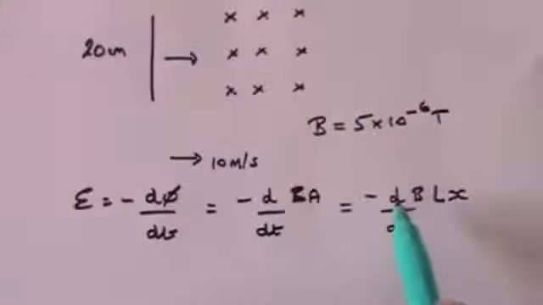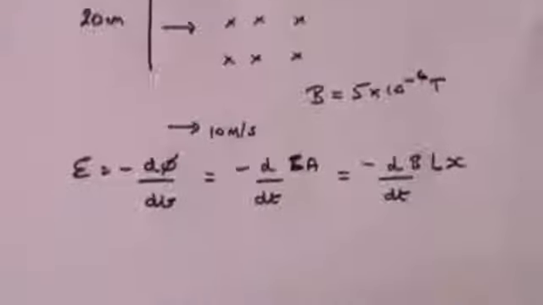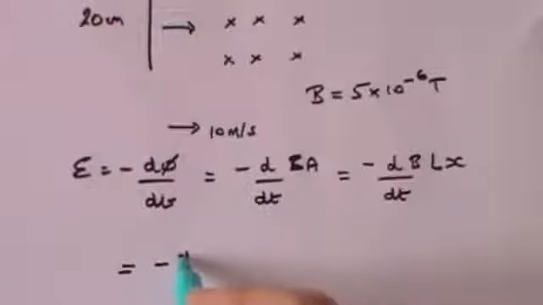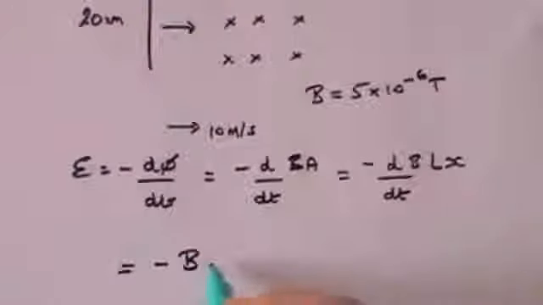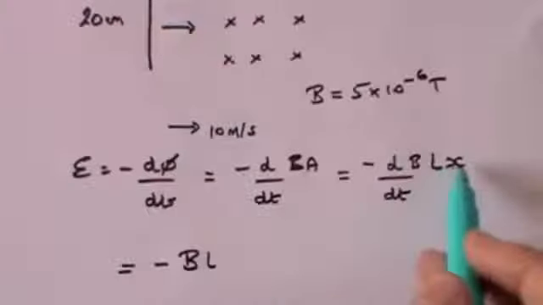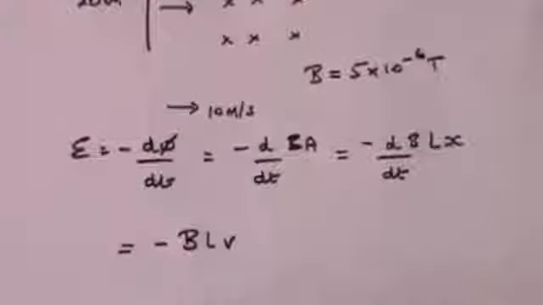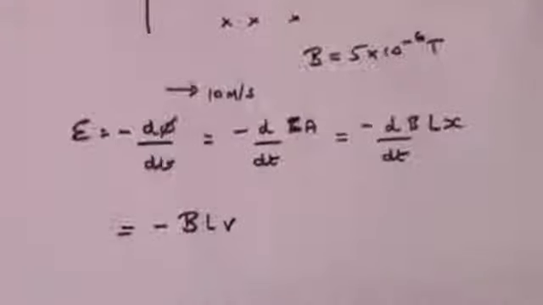But if you look, dx by dt is velocity. So this simply reduces to minus B times L times dx by dt, because x is the only thing that's changing, and that's velocity. So now we need only put in the values.